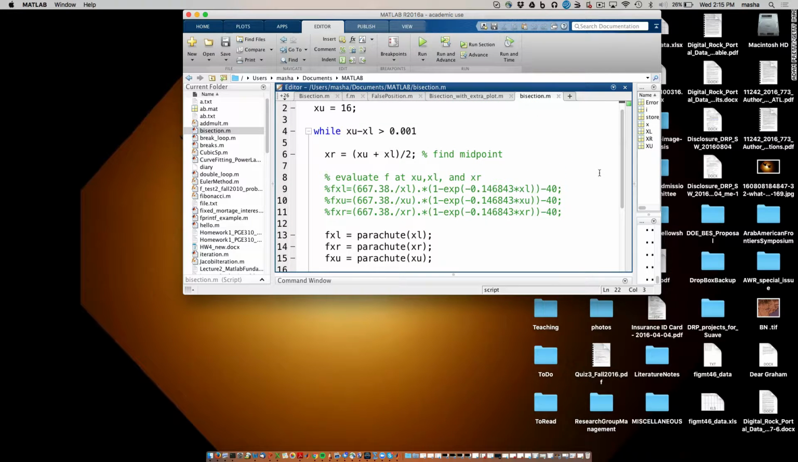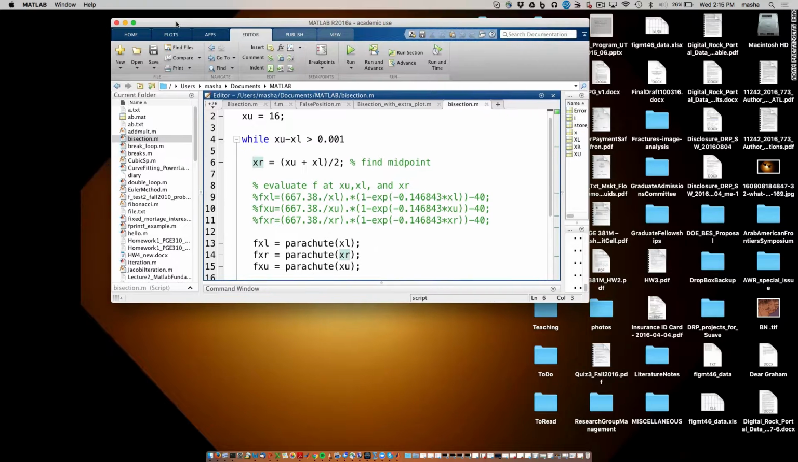So the key change is this. How do I pick my next xr? So you will have to change that. And second thing, I want to figure out how fast they are. So I actually have to look at the relative error at each point. So you have to modify this script a little to find the relative error.